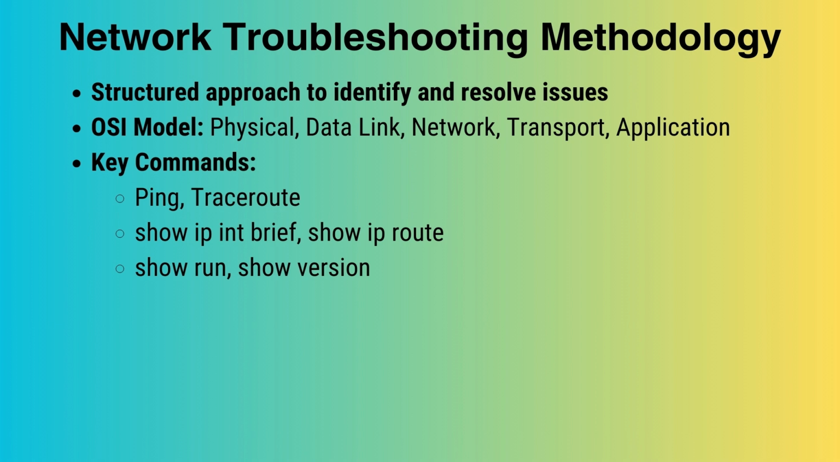Network troubleshooting requires a structured approach to identify and resolve issues efficiently. The OSI model, Physical, Data Link, Network, Transport, Application, guides troubleshooting steps. Key commands include ping and traceroute for connectivity testing, and show commands: show ip interface brief, show ip route, show run, show version, for examining configurations and status.